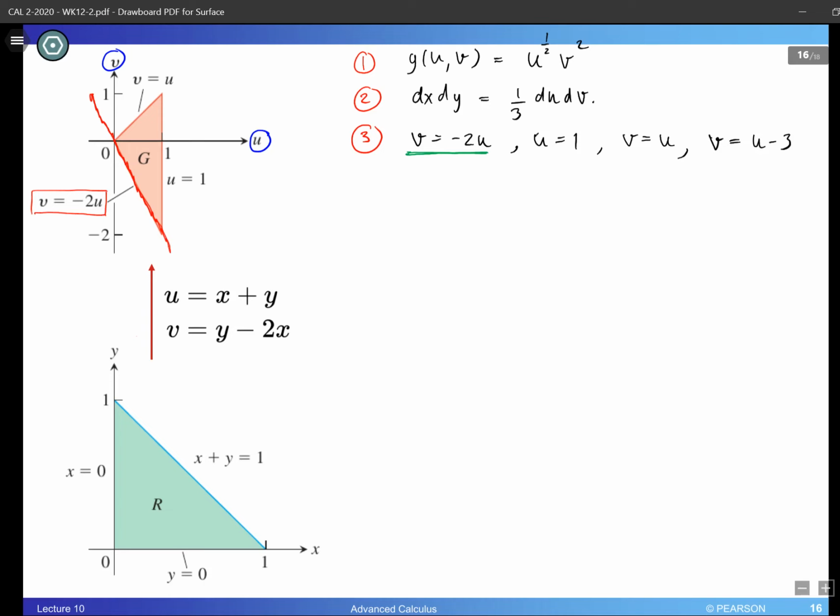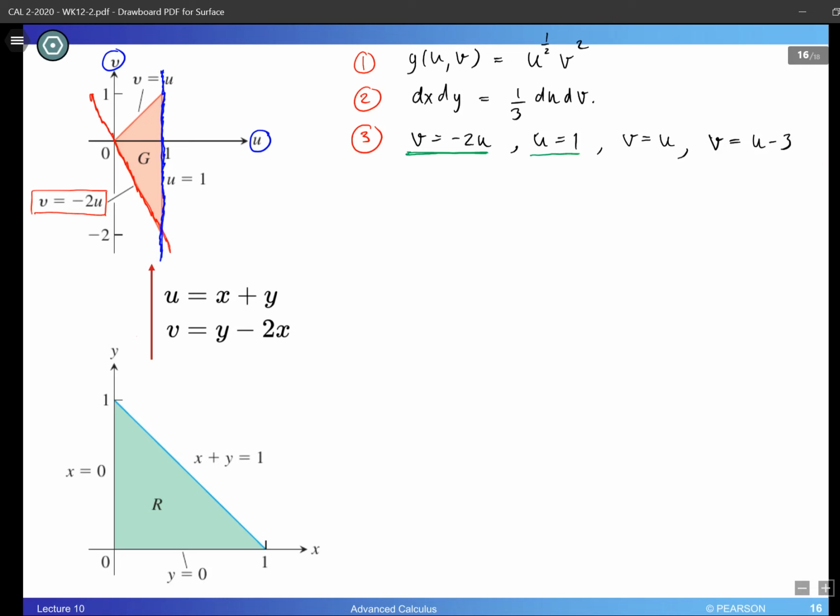So let's move on to the next one. This one is simple. u equal to a constant value of 1. So it's going to be this. u right here equal to 1 right here. So it's going to be this line. Straight, constant, u equal to 1. Second boundary.